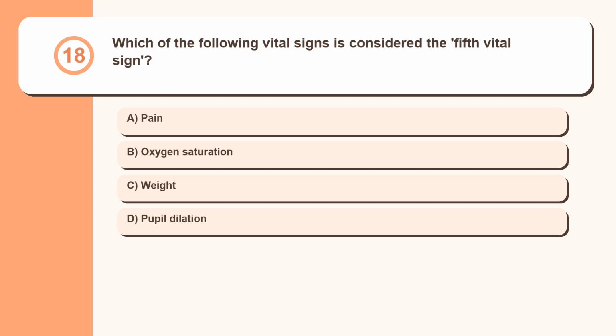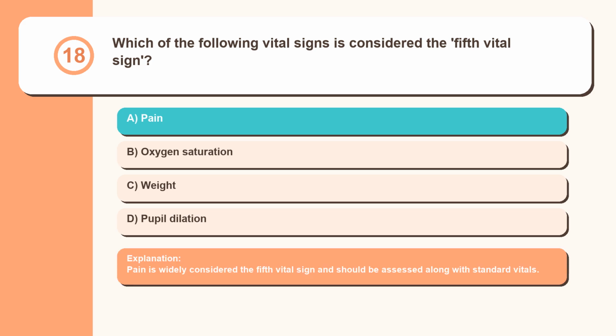Question 18. Which of the following vital signs is considered the fifth vital sign? Pain, oxygen saturation, weight, pupil dilation. Pain is widely considered the fifth vital sign and should be assessed along with standard vitals.